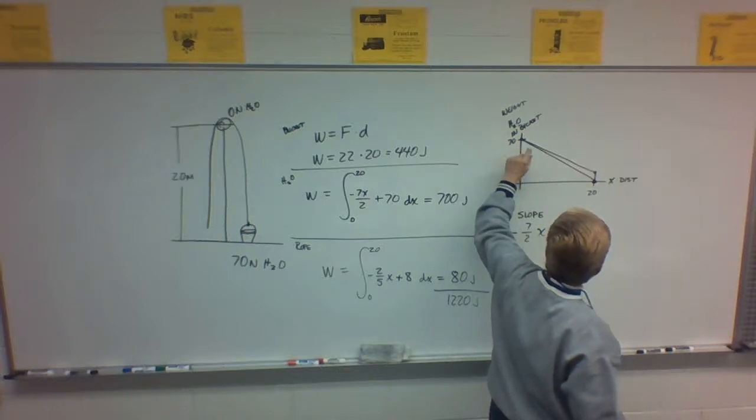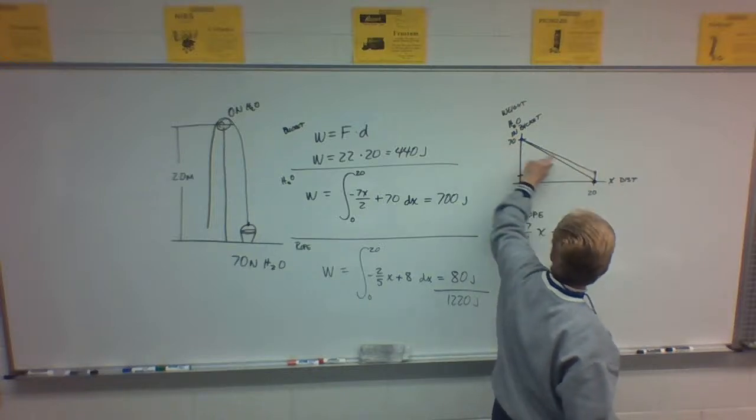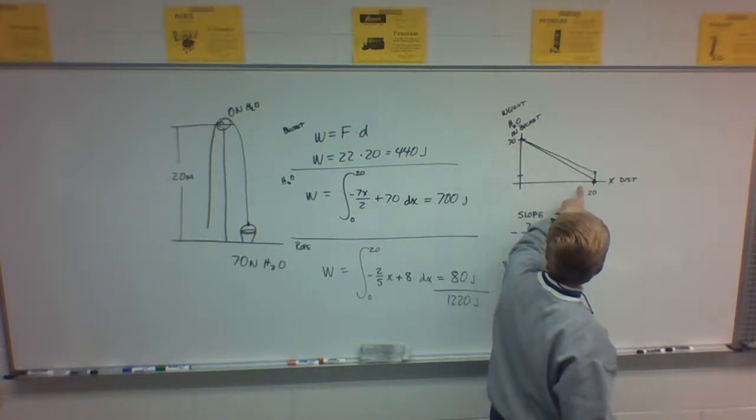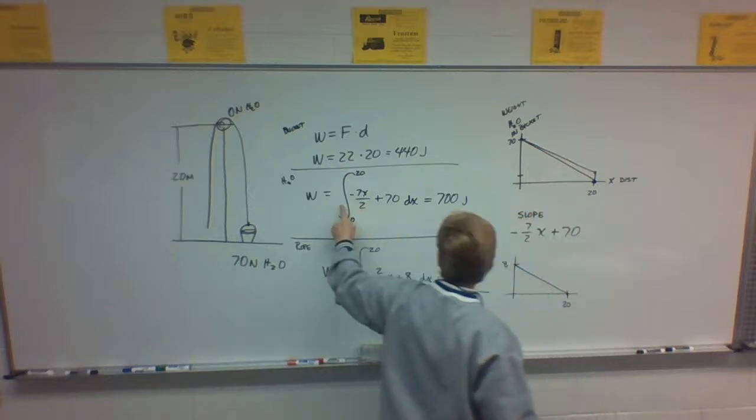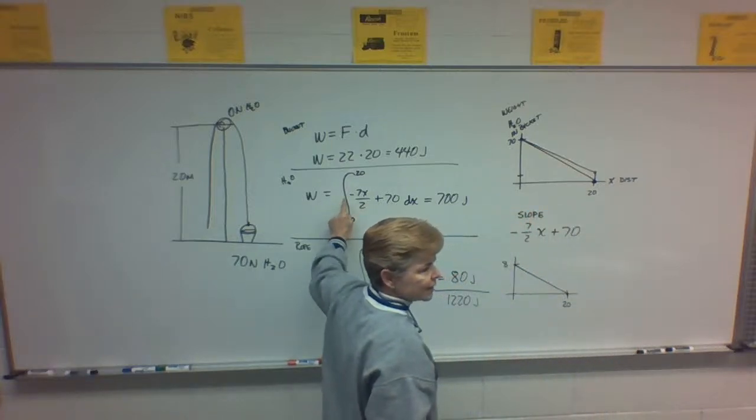Or in other words, if you like geometry like I do, I would draw a trapezoid. This would be 10, this would be 70, and this would be 20, and I could find the area of that. I wouldn't need an integral at all, but it's the same concept. I've got to find an area.